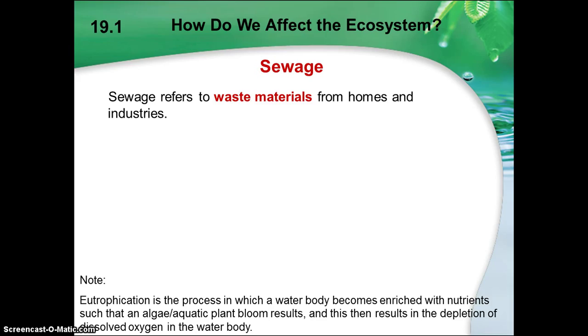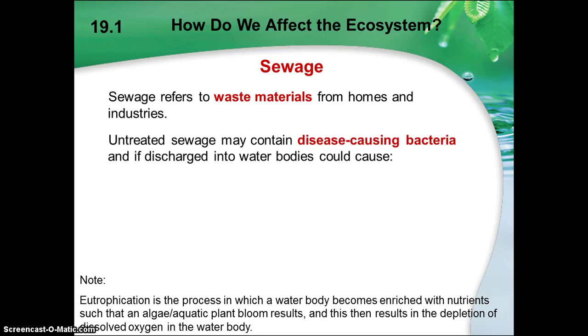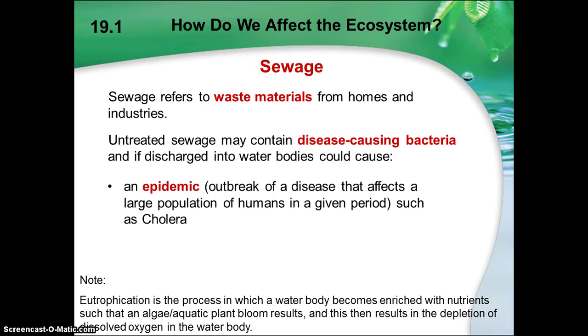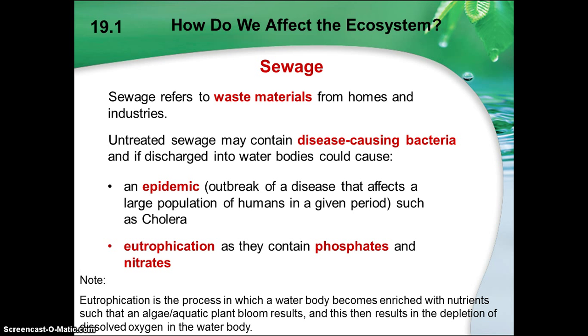Sewage. Sewage refers to the waste materials from homes and industry. Untreated sewage may contain disease-causing bacteria, and if it is discharged into water bodies, it can cause effects like epidemics that affect large populations of humans, such as an outbreak of a disease like cholera. It can also cause eutrophication, which is the process by which water bodies become enriched with nutrients. As a result, it causes the depletion of dissolved oxygen in the water bodies.